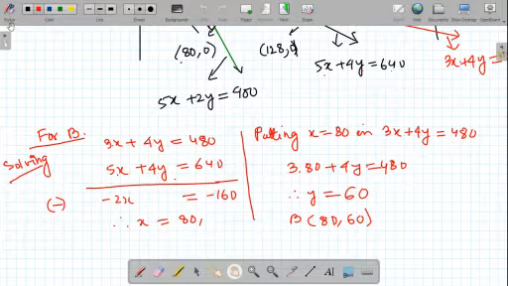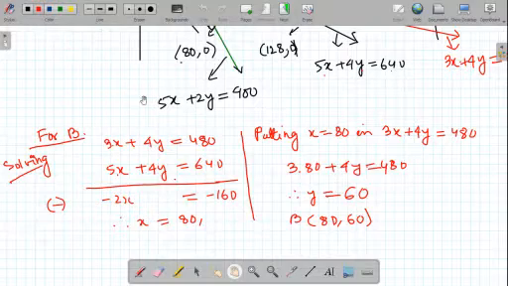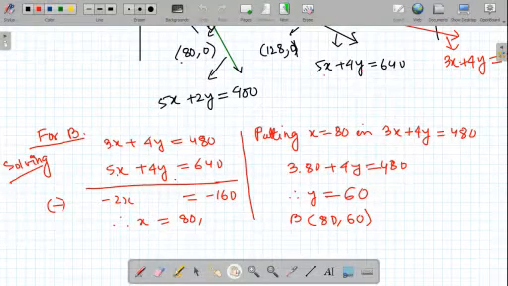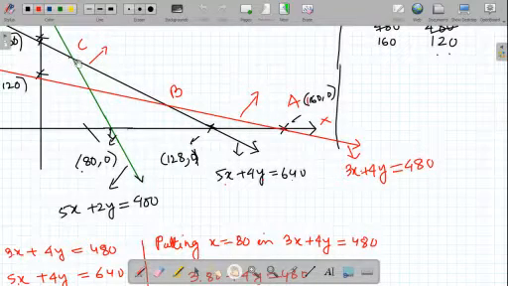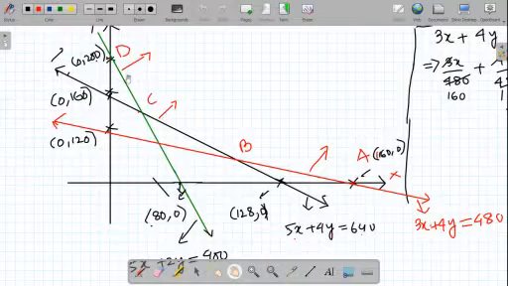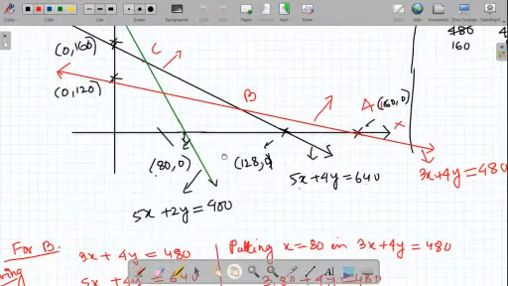Okay. So we find the value of b. All right. Now after that, let's try to find one more point that is left, and what is that? Point C. Now let's see, C is the intersection of which lines? The green line and the black line. And what is the green line?